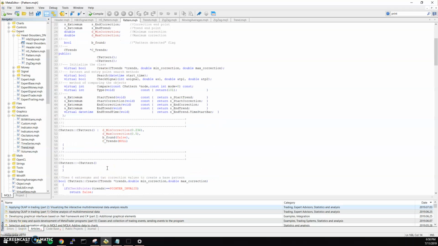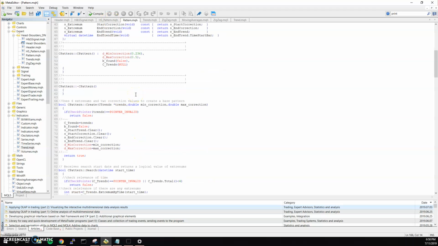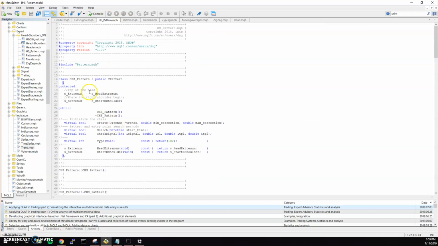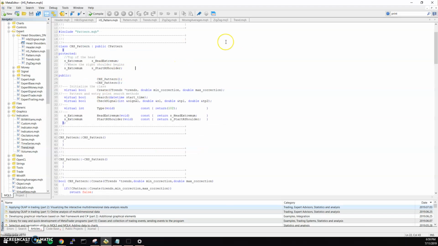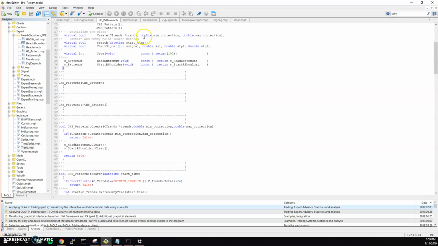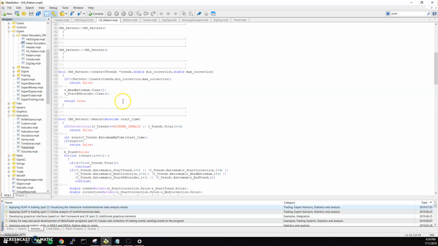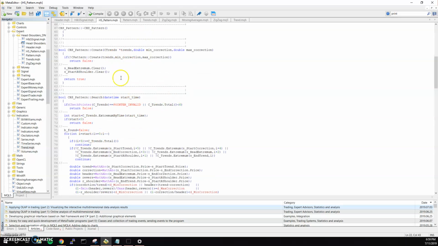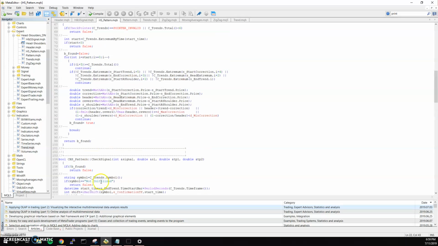So, the head and shoulder pattern is based off of 6 different extremes of highs and lows. Well, at least 6. You need at least 6 for a head and shoulders pattern. Now I'm going to go to the head and shoulders pattern, which builds upon this pattern class. It inherits from this pattern class and tailors it towards the head and shoulders pattern. So it has all the functions and variables of the regular pattern class, but it makes it useful for us.